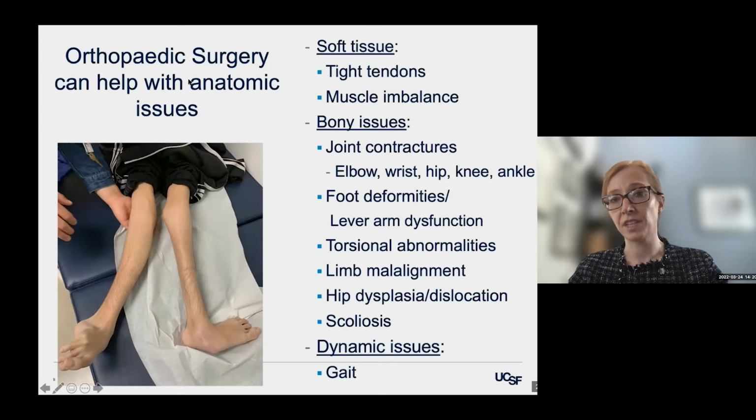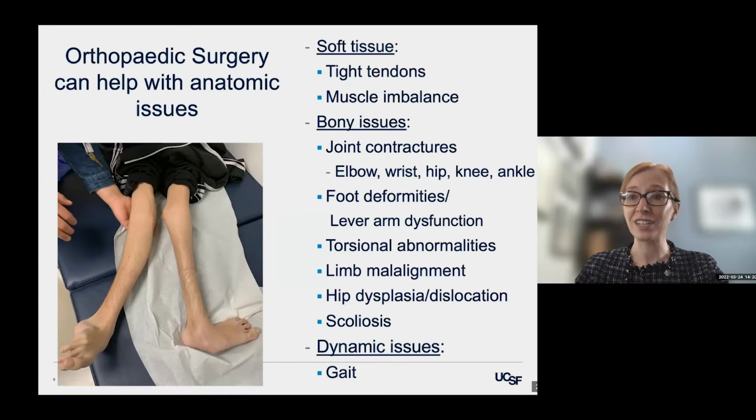Well, we help with a lot of soft tissue issues, for example, tight tendons and muscle imbalance, and we operate on bony issues such as joint contractures, either the elbow, wrist, hips, knees, or ankles. We often treat foot deformities and lever arm dysfunction. We treat torsional abnormalities, limb malalignment, hip dysplasia or dislocation, and scoliosis, and then also globally treat gait.